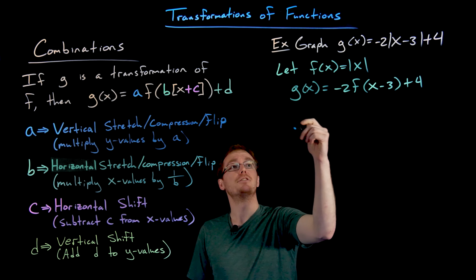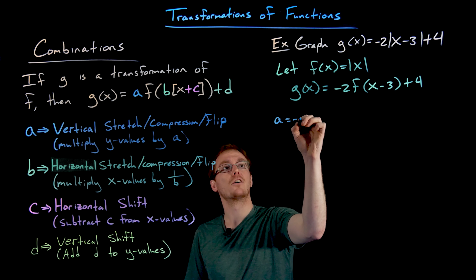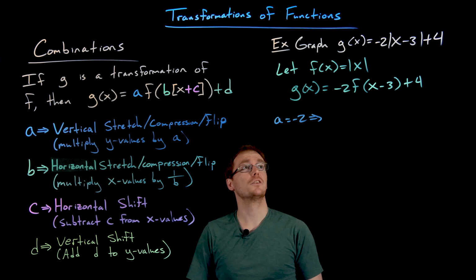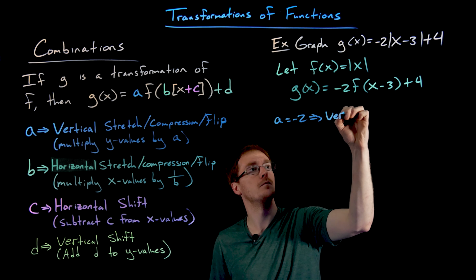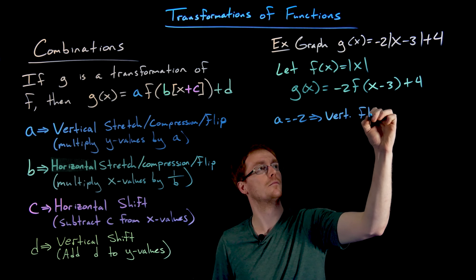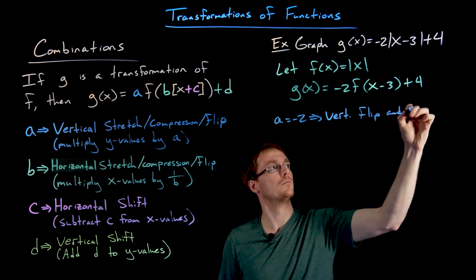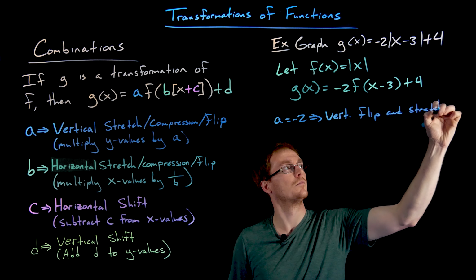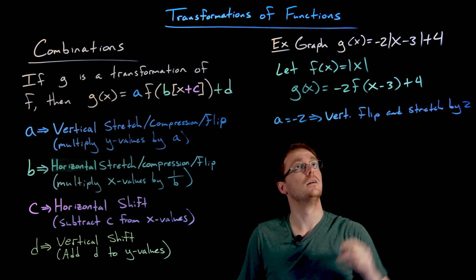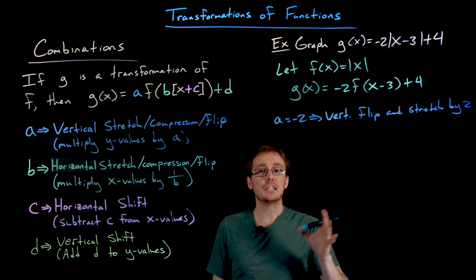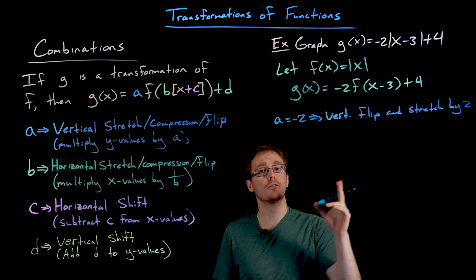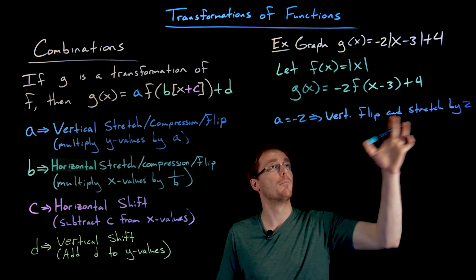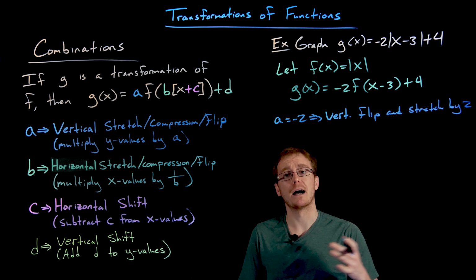So we have this -2 out front. That is our a value, and that corresponds to a vertical stretch by a factor of 2, as well as a vertical flip. So we're going to take some of the key points on the original graph of f of x equals the absolute value of x and perform this transformation by multiplying all those y values by -2.